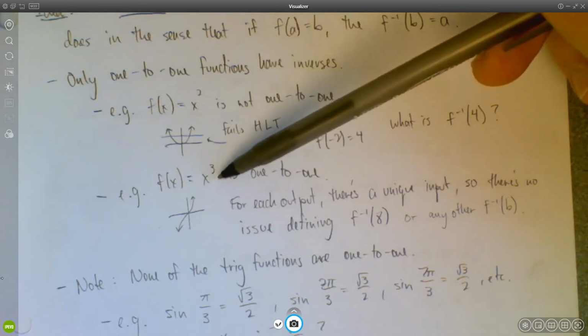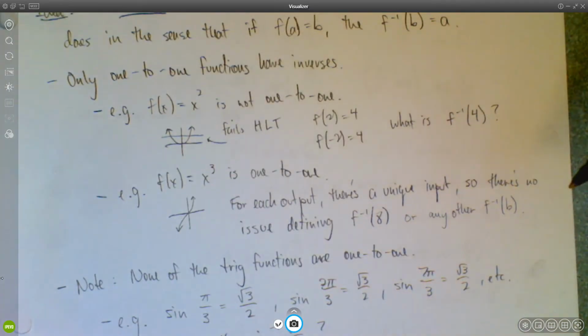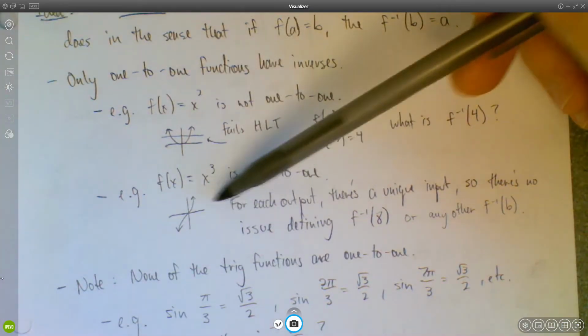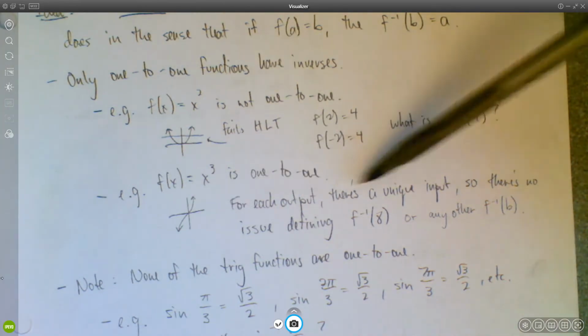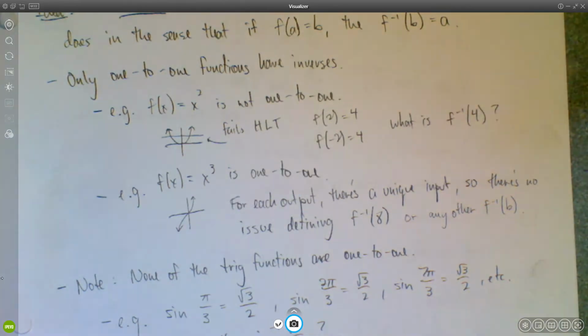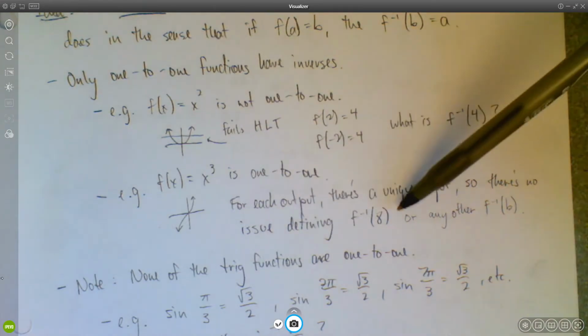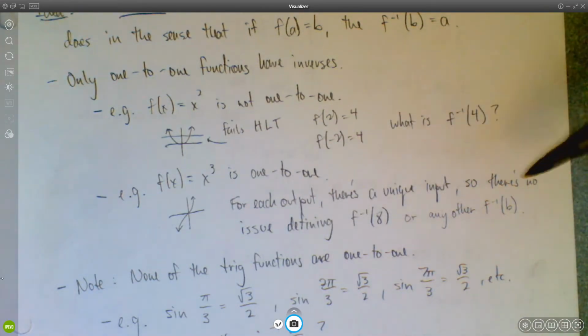Now f of x equals x cubed, on the other hand, is one-to-one. So for each output, there's only one input, right? There's a unique input. So there's no issue defining f inverse of 8. We know that f inverse of 8 has to be 2. f inverse of negative 8 would be negative 2. Same thing goes for any other output, I guess.